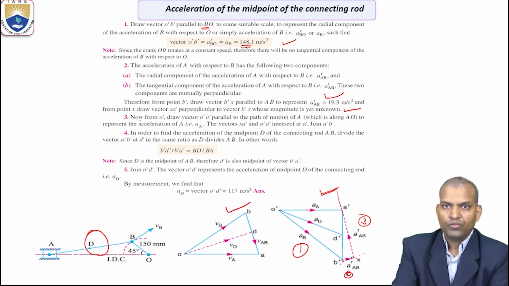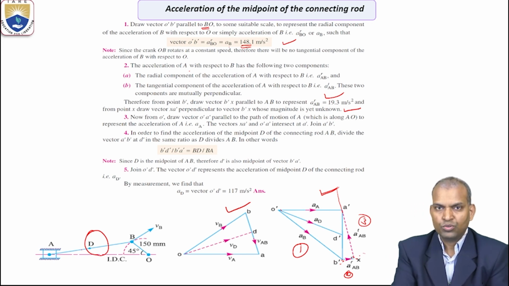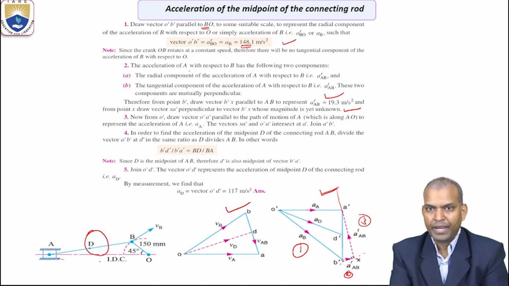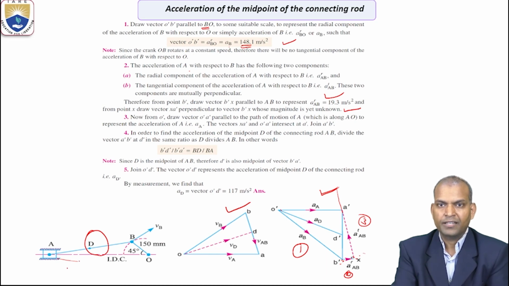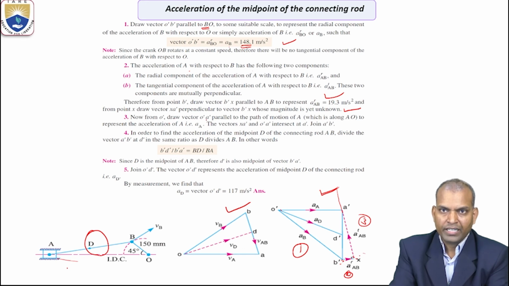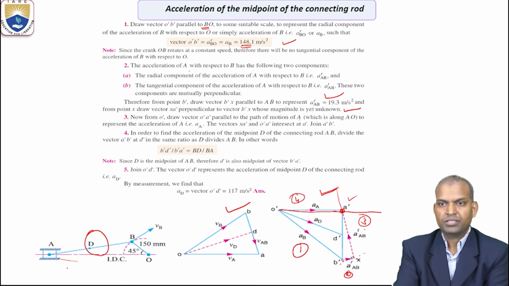Third, now from point O dash, which point we know? The motion of the slider we know. So what is the slider component? The total acceleration is the tangential acceleration. Tangential component means parallel to the motion of the slider. Now slider A: from O dash, draw a vector O dash A dash parallel to the path of motion of A, which is along AO. This is the third point. Fourth point, draw a line. It will intersect at a point A dash.